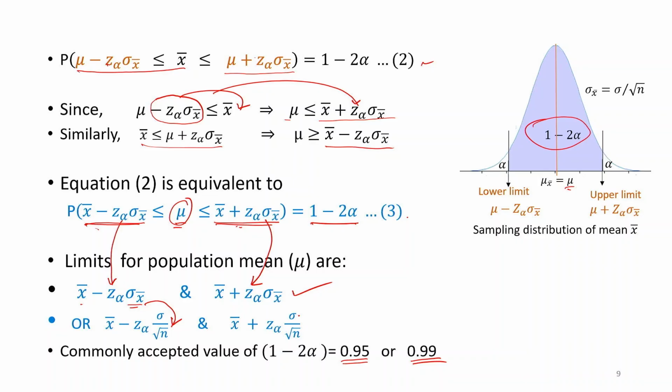So if we say 0.95 is the level of confidence, then 0.05 is the chance that the population mean may not lie within these limits. There is no certainty, there is only a probability. So if we calculate these two limits, then we will say with 95% chance it is going to lie within these limits, and a 5% chance is there that it may not lie within these limits.